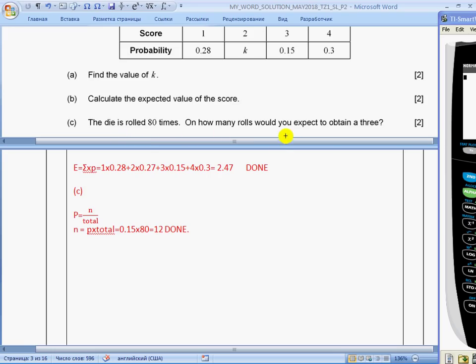The die is rolled 80 times. On how many rolls would you expect to obtain a 3? So this is a binomial distribution. Actually, how many times is np? n is the number of trials and p is the probability. So 12.